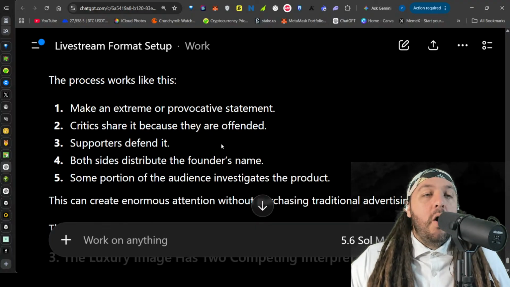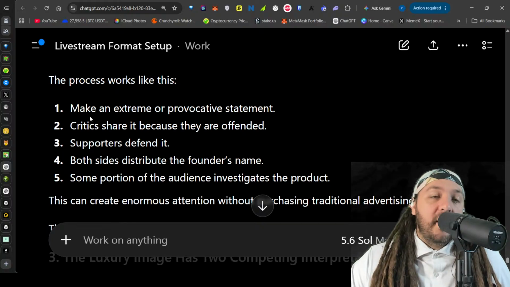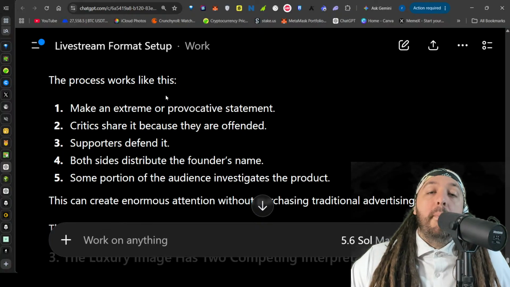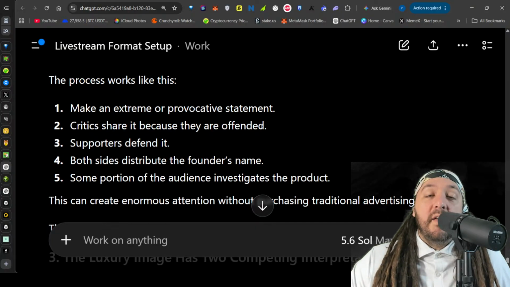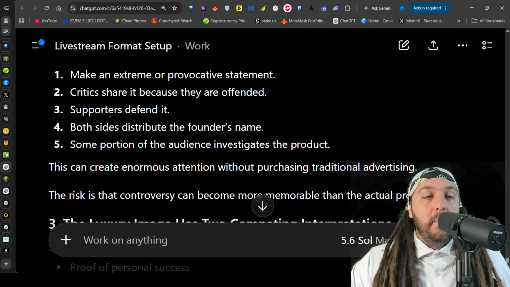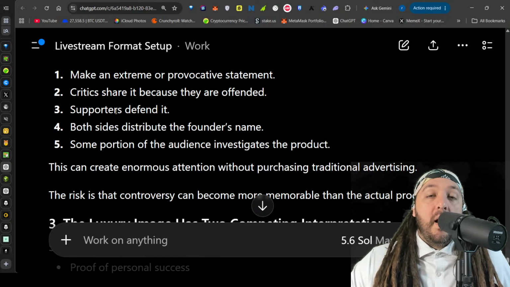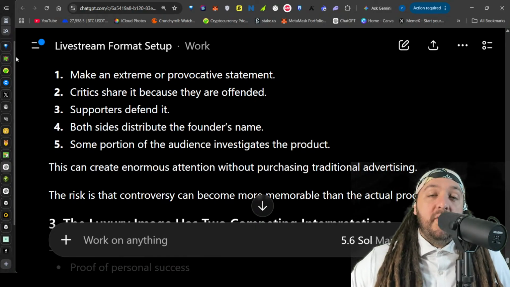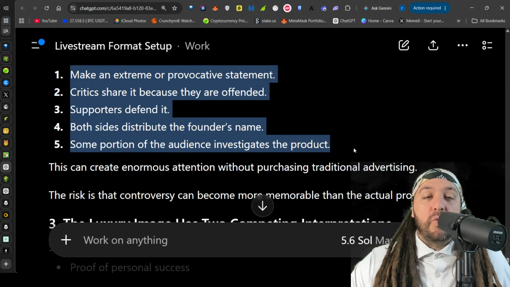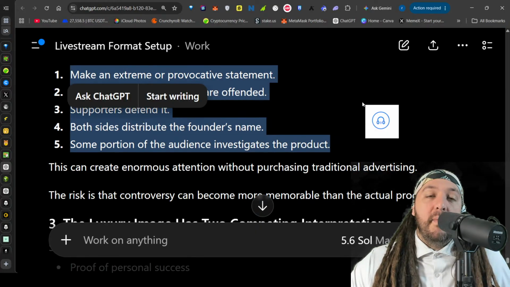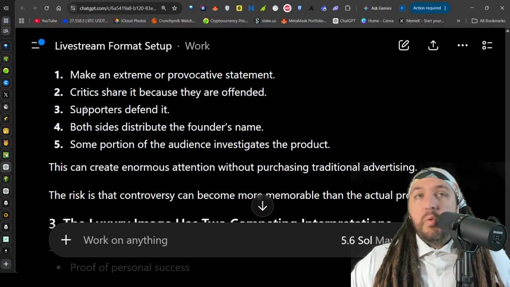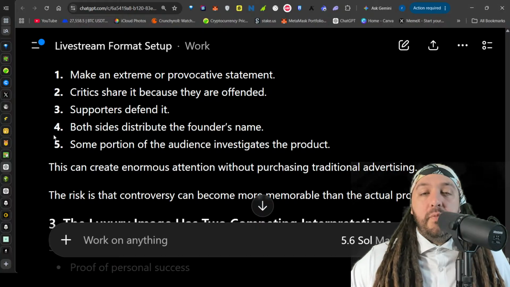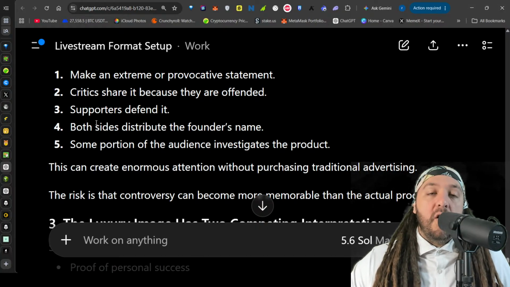All right. So the process works like this. Make an extreme or provocative statement. Critics share it because they're offended. This is the formula to winning social media in today's environment. I hate it, and I honestly don't really participate in it, because I'm not going to just say random crazy things on the internet just for people to follow me.